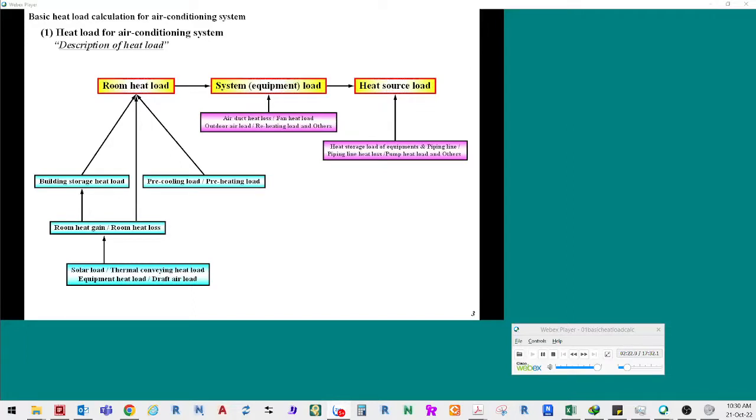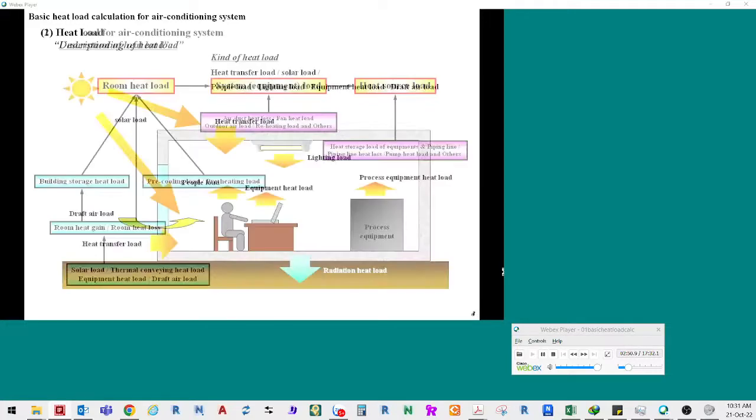For intermittent air conditioning, room temperature changes if air conditioners are turned off. Pickup load and pull-down load are added to the heat load when the air conditioners are restarted. This time, we will determine heat gains and heat losses. In addition, how system loads and heat source loads are related to heat loads is shown on the slide.